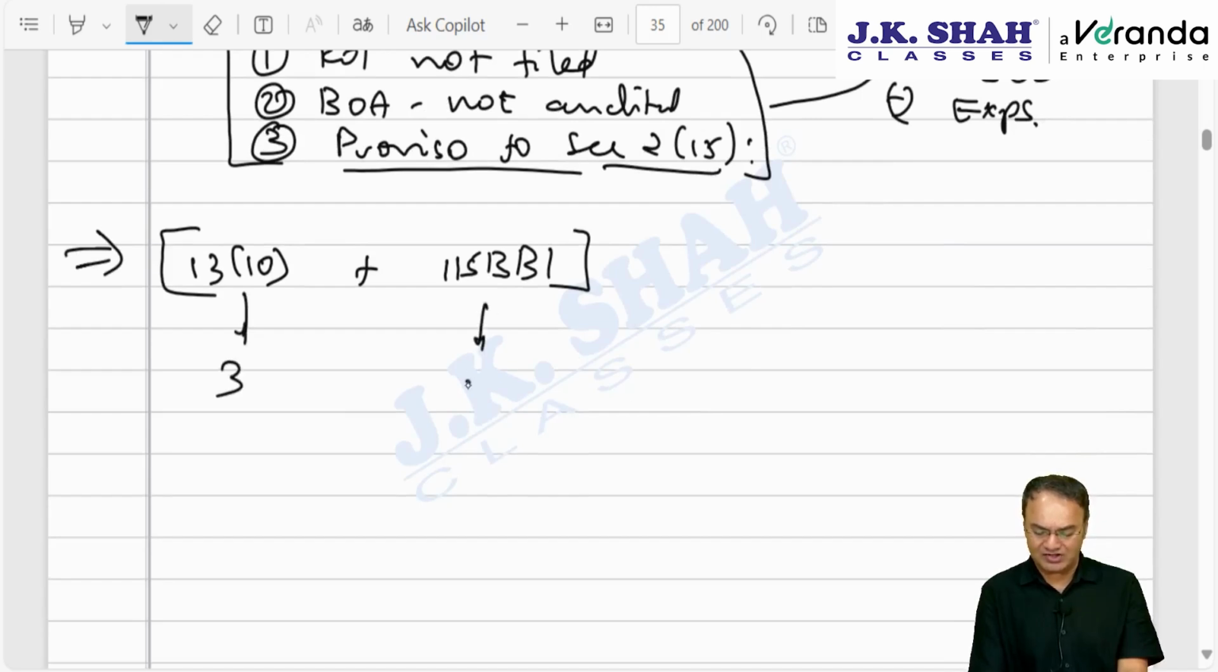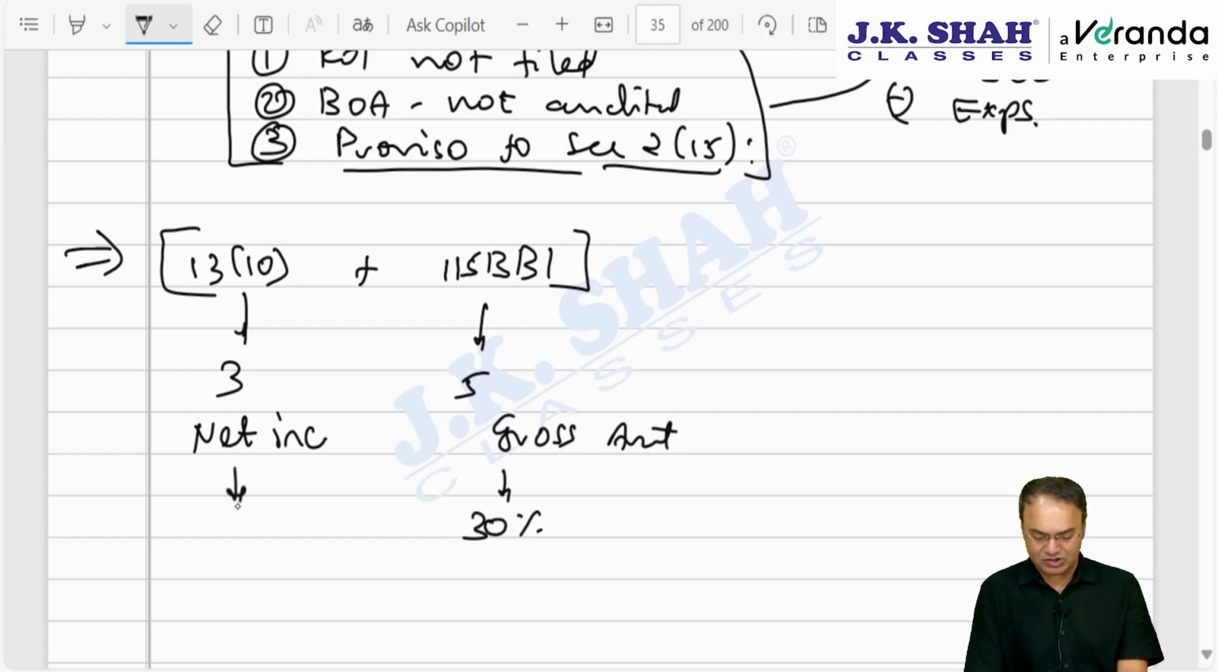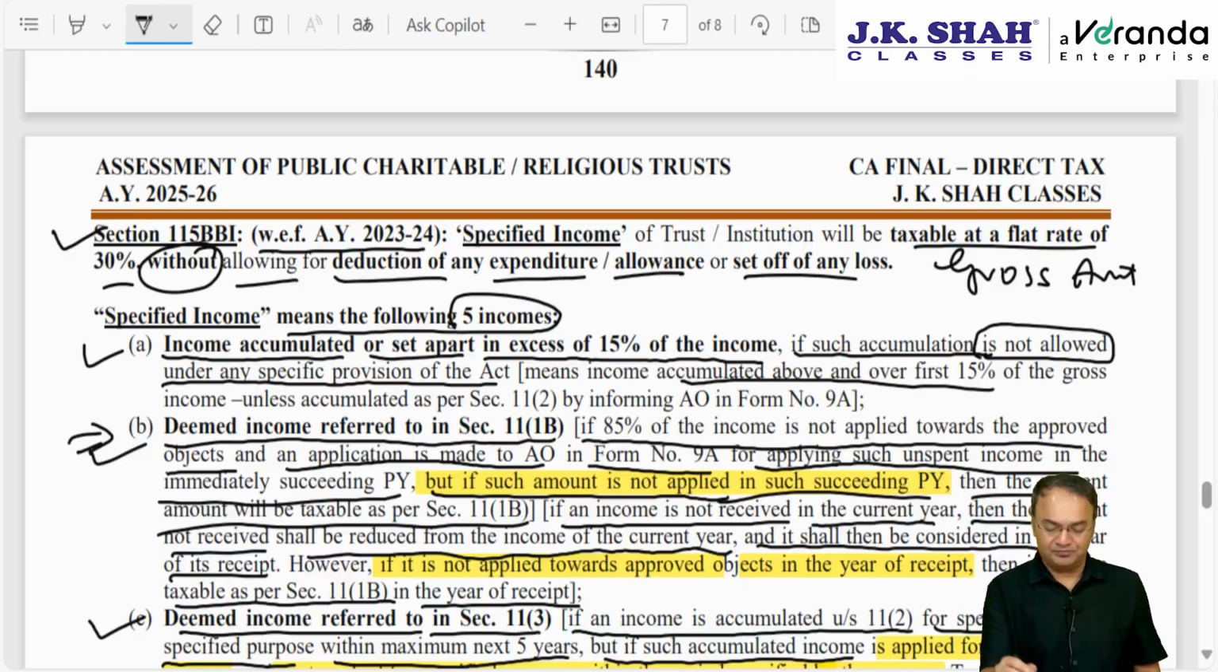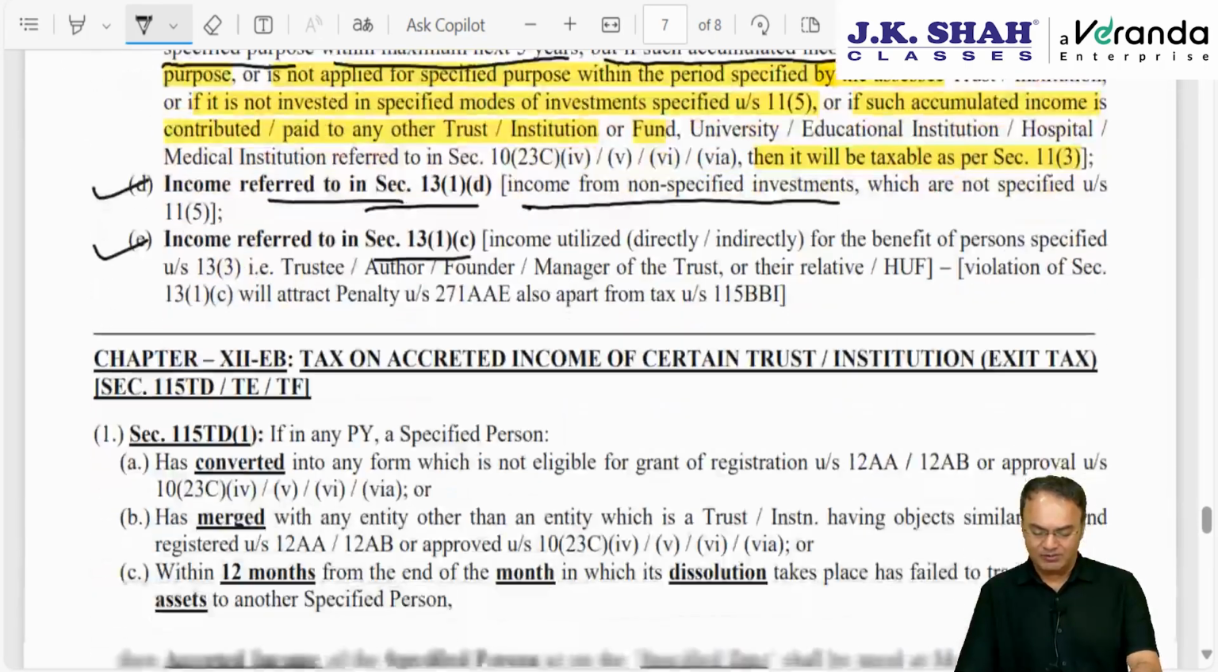3 situations, 5 situations. Here net income will be taxable, here gross amount will be taxable, here taxable at 30% flat rate plus surcharge plus health and education cess. Here it will be taxed as per normal rate. These are the things which you need to remember by keeping them in your mind. Okay, 115BBI is over.